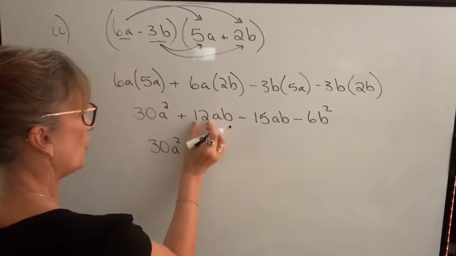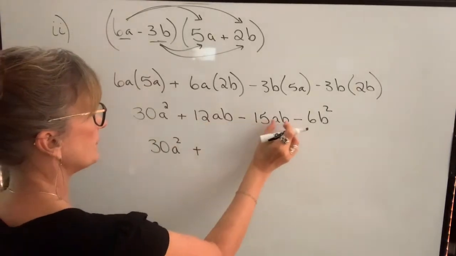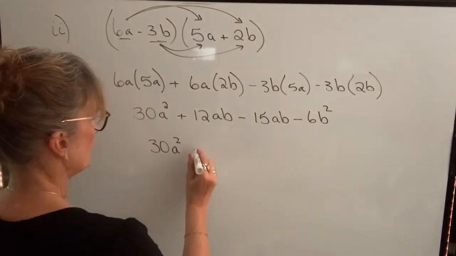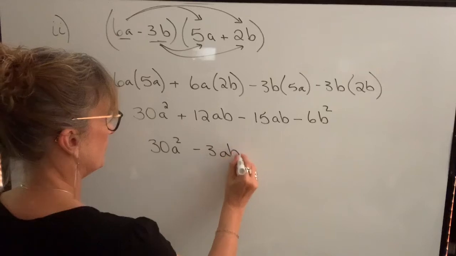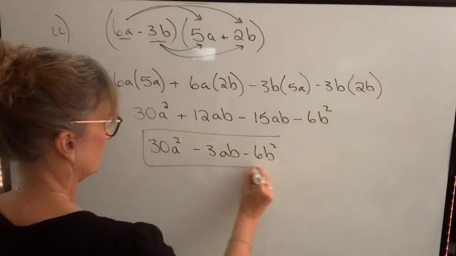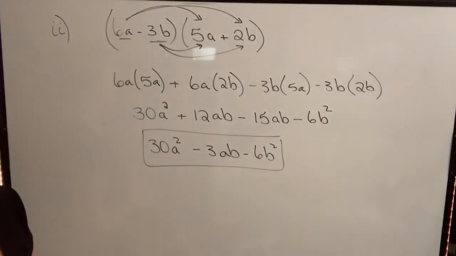So I have 12, positive 12ab minus 15 is a negative 3, so minus 3ab minus 6b squared. So that would be my final result.